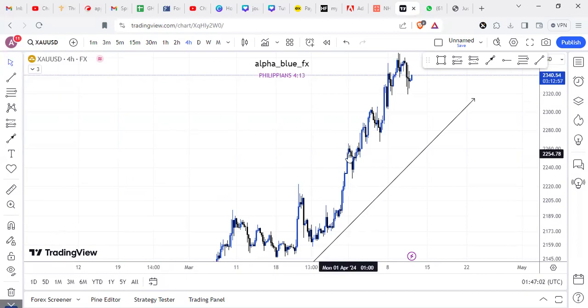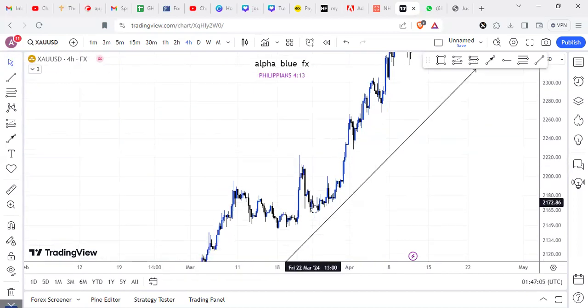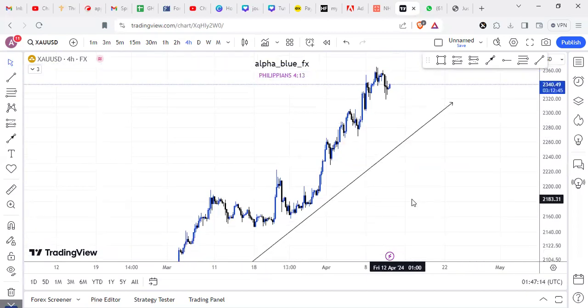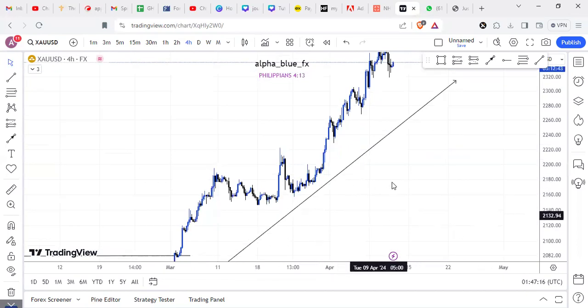This is it. Let's use this for example. This is the high, this is the low. Price printed a higher high right here, printed a higher low right here, printed a higher high right here, printed a higher low right here. So this is what you use to determine when price is in an uptrend, and the opposite for a downtrend.